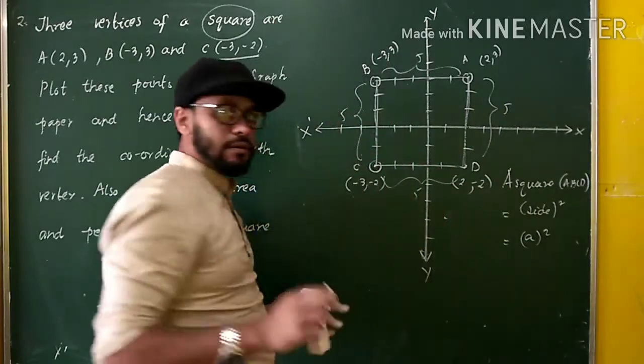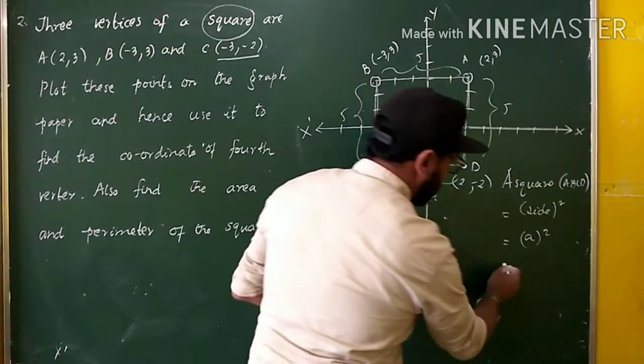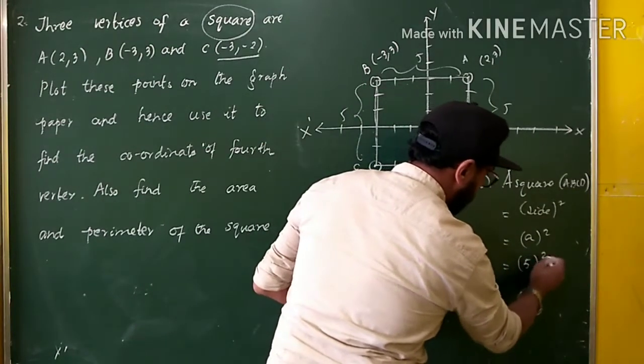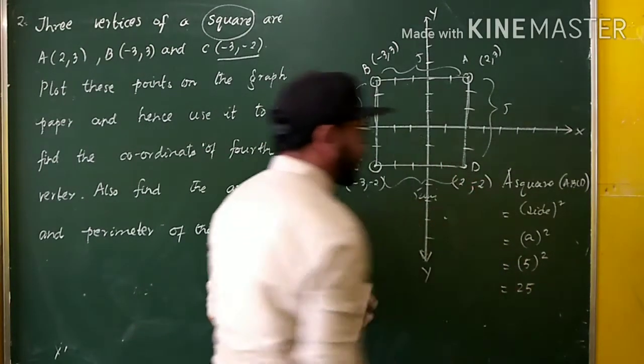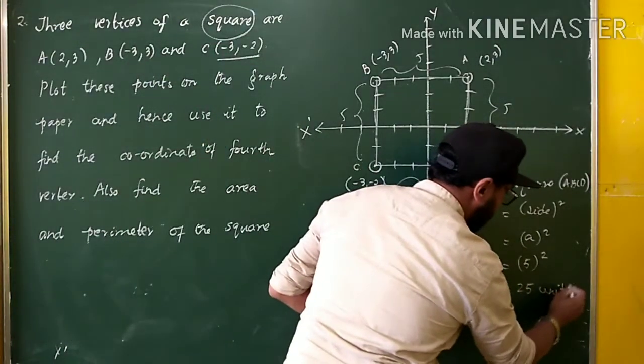So what is the unit? We don't have a unit, yes or no. So that's why we write 5 units. So side is 5, so 5 square, which is 25. So the unit of area is always in square. So we write unit square.